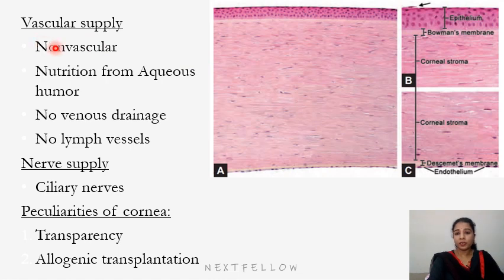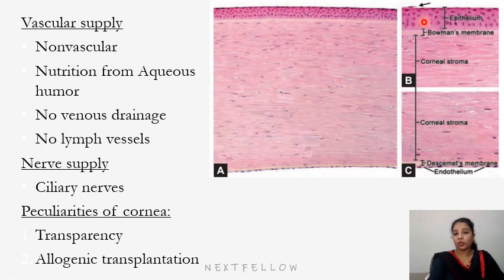Now, the vascular supply to the cornea. The cornea is an avascular structure. The sclera is also mostly avascular. The cornea gains its nutrition from the aqueous humor, and there is no venous drainage and no lymph vessels. But free nerve endings are present, which are ciliary nerves. That is the reason the cornea is quite transparent, and allogenic transplantation is possible with the cornea even after the death of the person.